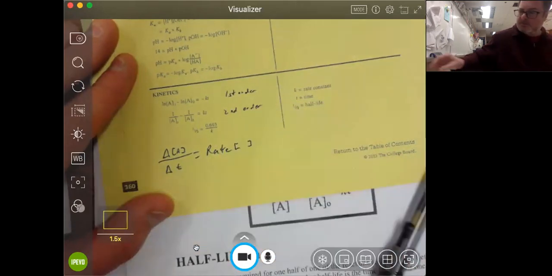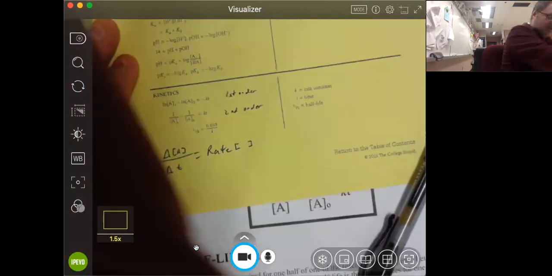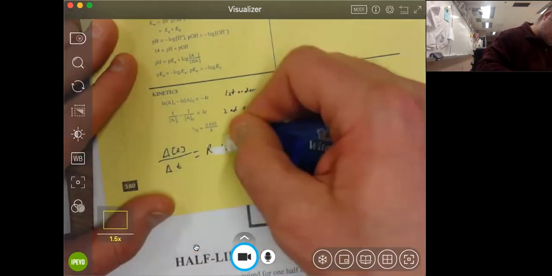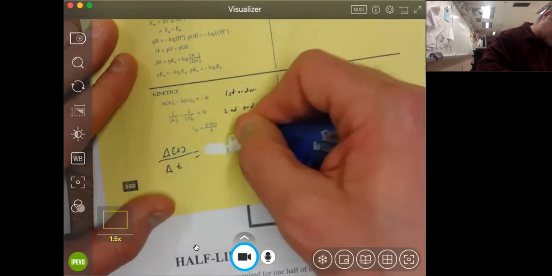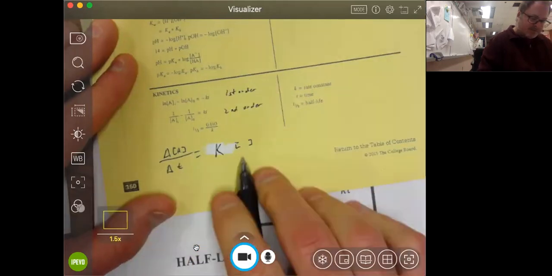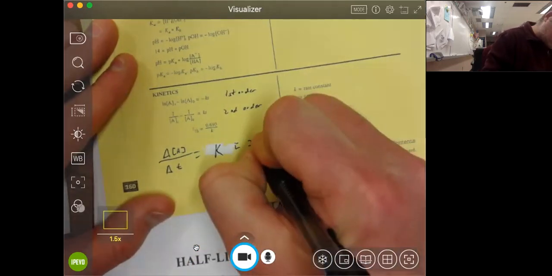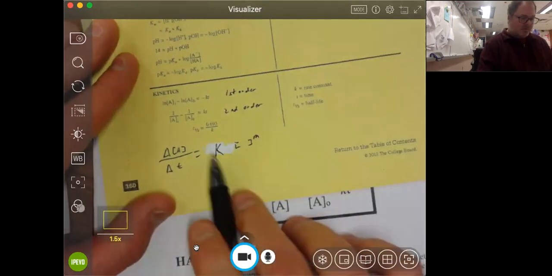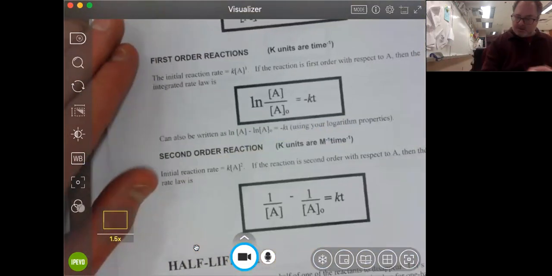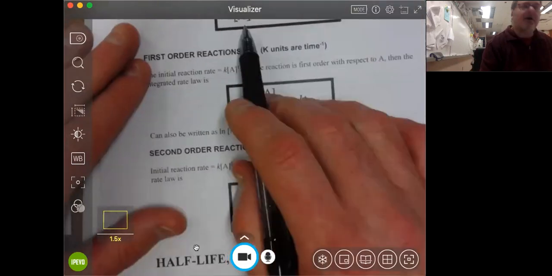I'm sorry, I messed this up. This is the rate, one way to look at the rate law. And I tried to make this into rate equals K, but this is K times whatever this is to that order. Well, when you set these equal to each other, you need to make what's called basically the integrated rate law.